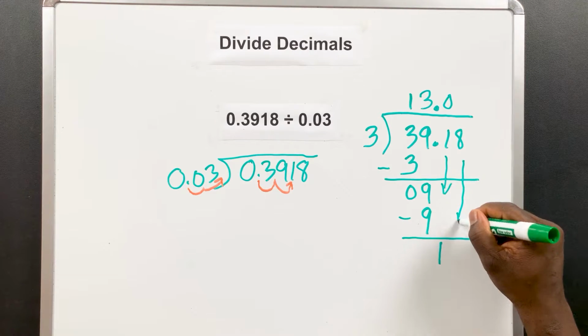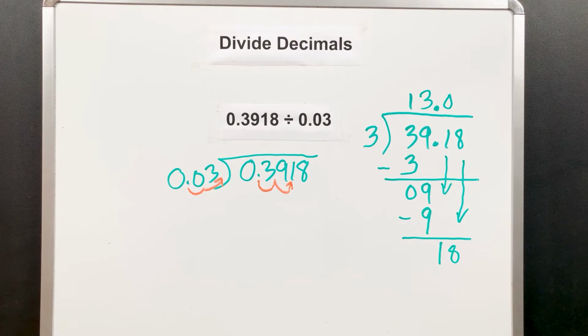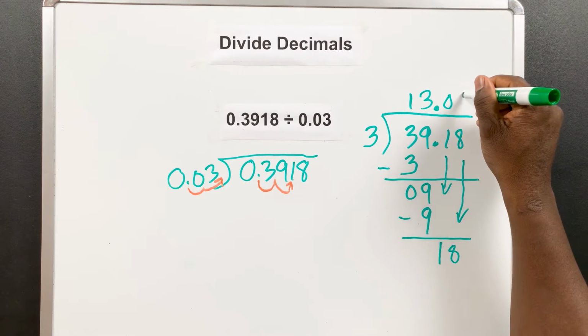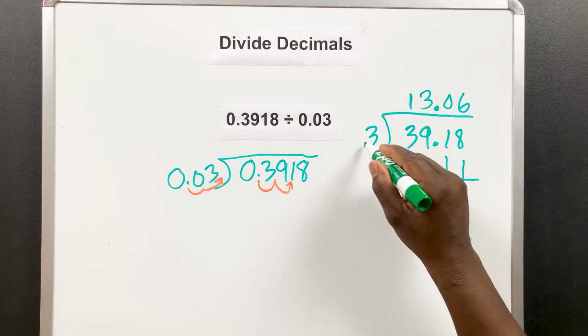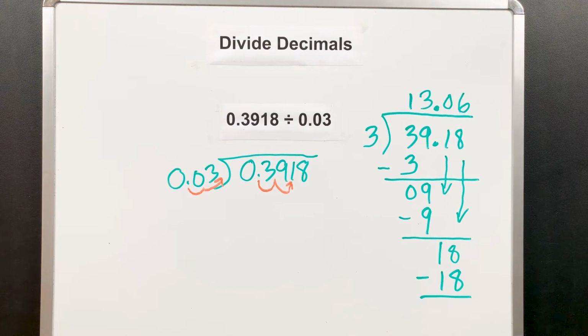Now bring down that 8. But 3 can go into 18. How many times? You're right, 6 times. So 3 times 6 is 18. Subtract, and what we get is 0. So we have successfully divided this decimal problem. Looks great. Now I'm going to go into identifying the parts.